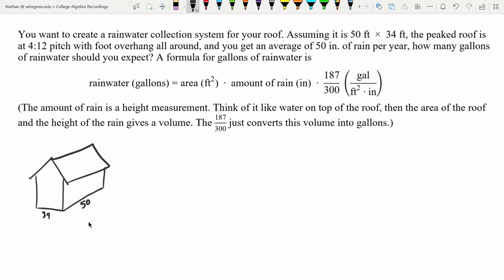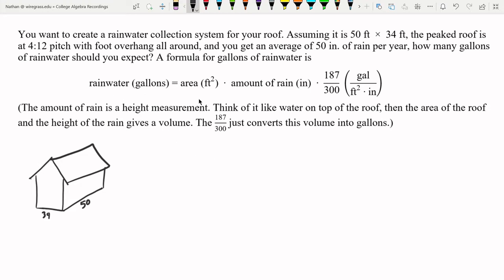And we know that we have an average rainfall of 50 inches per year. So we're asking how many gallons of rainwater should we expect? Because then we would want a tank that can contain a certain number of gallons. Maybe you'll use them up, but you have to know how much you get per year so that you can figure that out. Well, there's a formula for this.